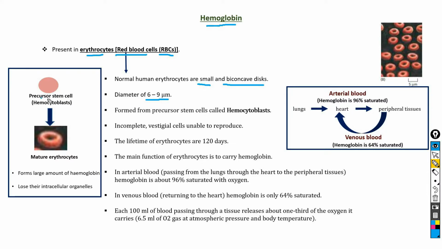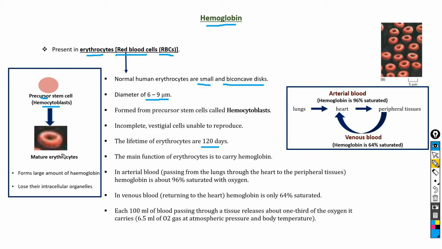Erythrocytes are formed from precursor stem cells known as hemocytoblasts. During the maturation process, the stem cells produce daughter cells that form a large amount of hemoglobin and lose their intracellular organelles such as nucleus, mitochondria and endoplasmic reticulum. As mature erythrocytes lose their intracellular organelles, they are known as incomplete vestigial cells which are unable to reproduce. In humans, erythrocytes are destined to survive for only 120 days. Thus, in humans, the lifetime of erythrocytes is 120 days.